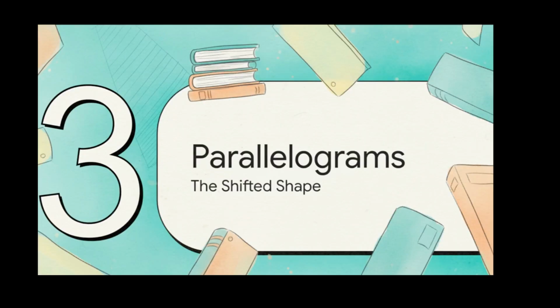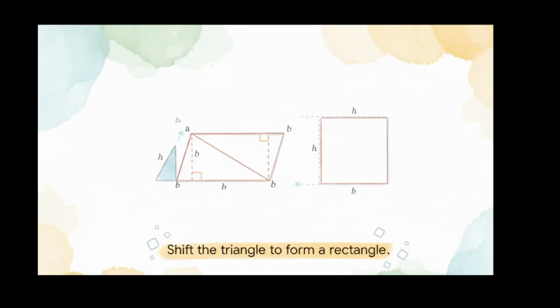Section 3, parallelograms, the shifted shape. Notice how this visual actually proves a parallelogram is really just a rectangle in a clever disguise. A parallelogram is a 4-sided shape where the opposite sides are parallel. But watch this. If you chop off the little triangular piece sticking out on the left side, and you just slide it over to fill the empty gap on the right side, you perfectly recreate our basic master key rectangle.